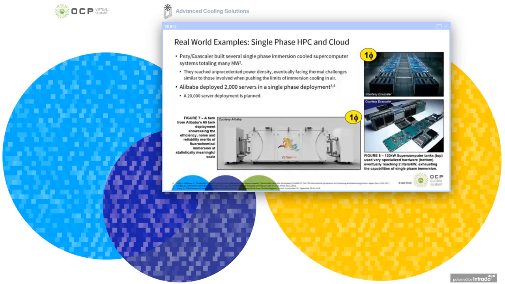Alibaba has deployed more than 2,000 servers in a single-phase deployment. You've heard it discussed in the OCP project. It's allowed them to show at a statistically meaningful scale some of the advantages relating to reduced noise, increased reliability, higher efficiency, etc. A 20,000 server deployment is planned for the coming year.